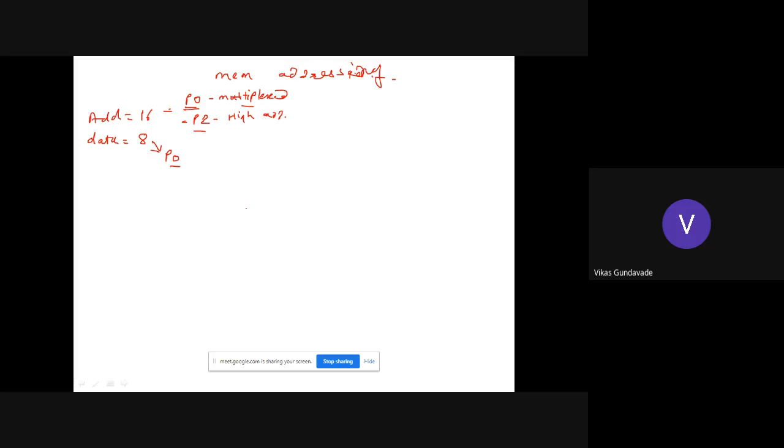Now, how is this multiplexing demultiplexed? I think in the first or second lecture I explained how multiplexing and demultiplexing take place. But still, we will take the example here.